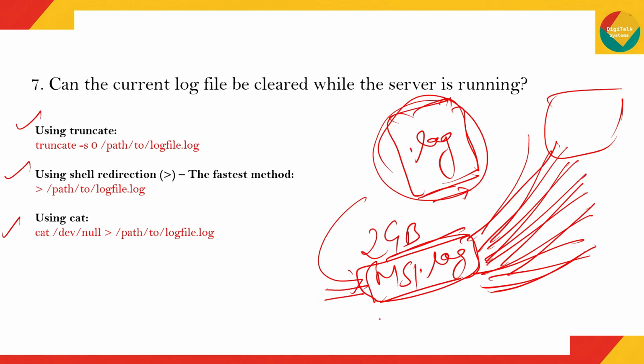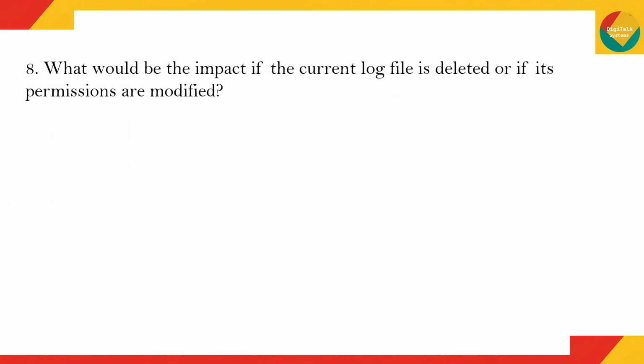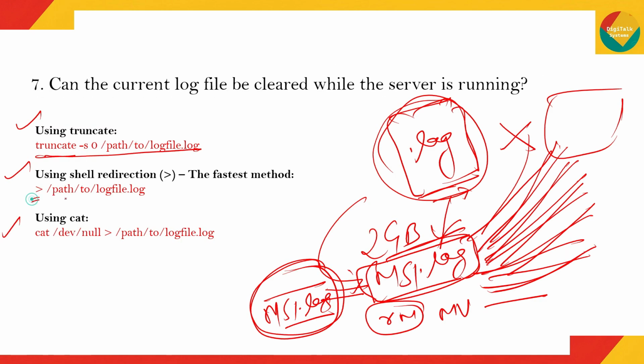Because if you are going to remove this file, or move this file to a different name and then think that you will create the same log file with the same name, the log append will cease. Your WebLogic will not write to this log file again if you delete or move the current log file, even if you create another log file with the same name. So you can use simple commands: truncate, or just redirection with the name of your log file, or cat /dev/null redirected to your current log file. These are the three methods that you can use to clear your current log files.